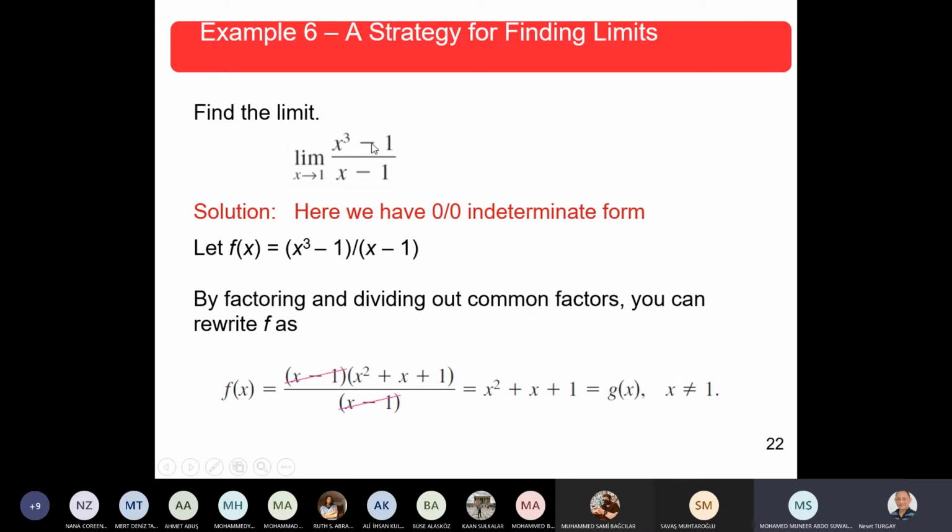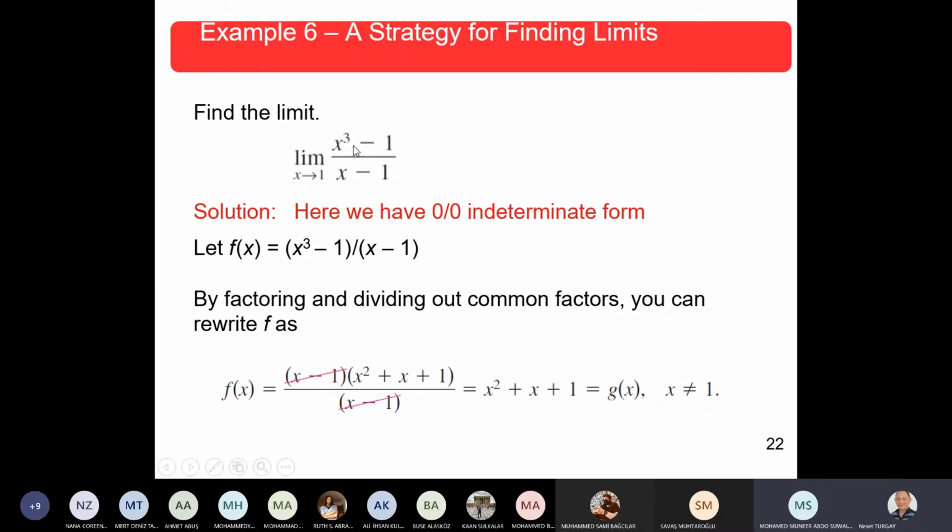From the binomial theorem, you can write this like that. This is giving you a warning: when you see 0 over 0, you need to do something. And you say, okay, I will do something, and then you think about what you can do.